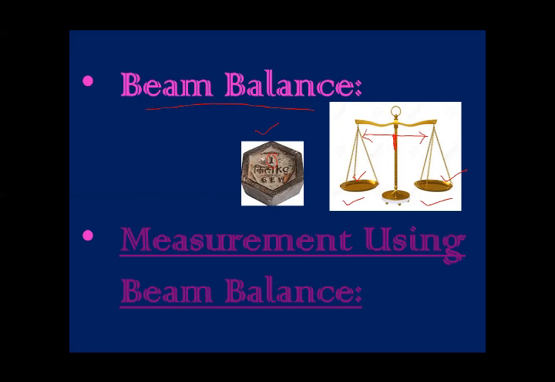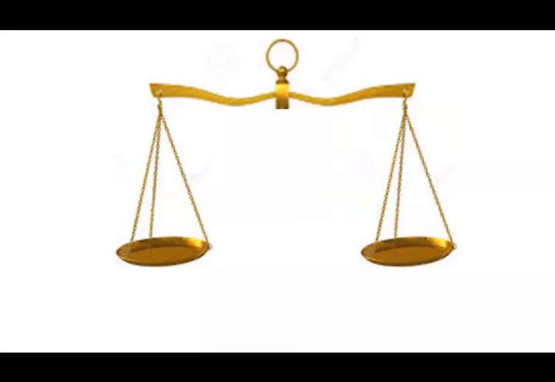So when these 2 plates are at the same level, that means the object with unknown weight, this object whose weight you did not know, equals the known weight. So in this way we can find out the weight of the object whose weight we do not know. We can see this in this animation.